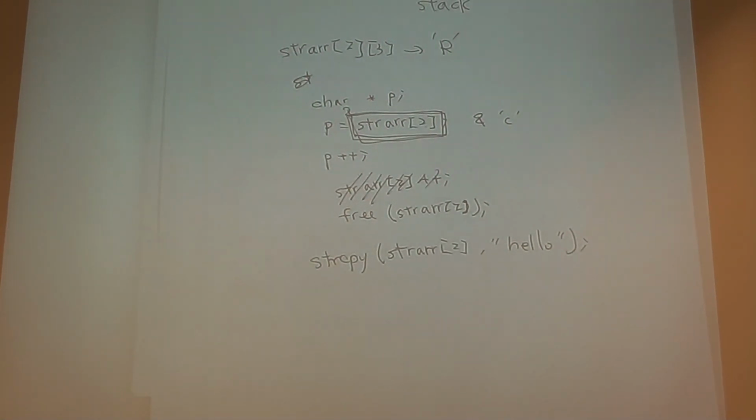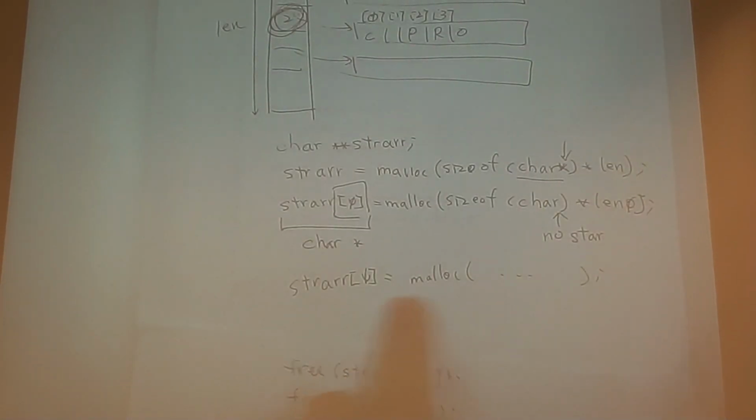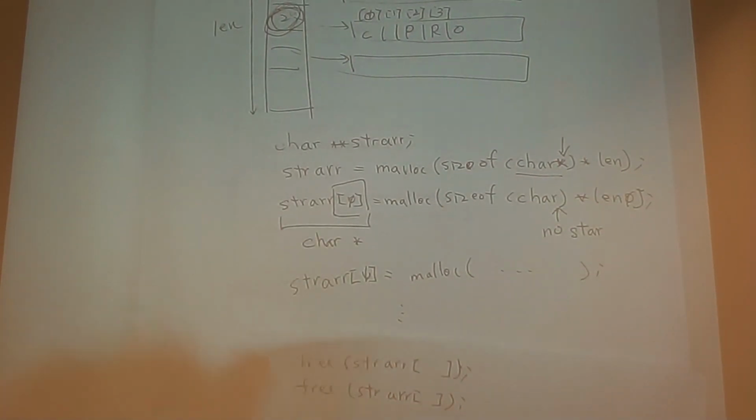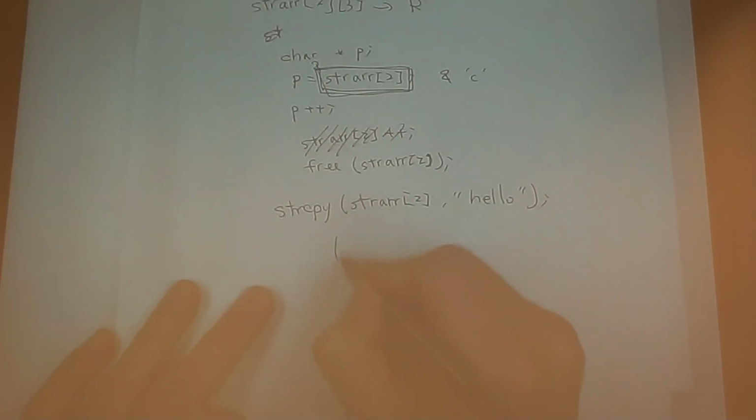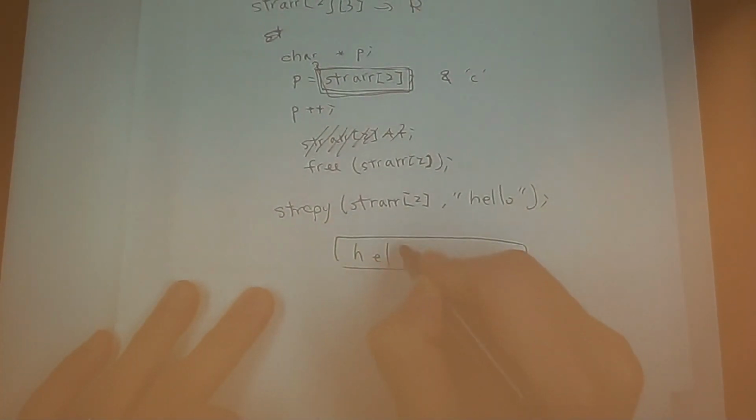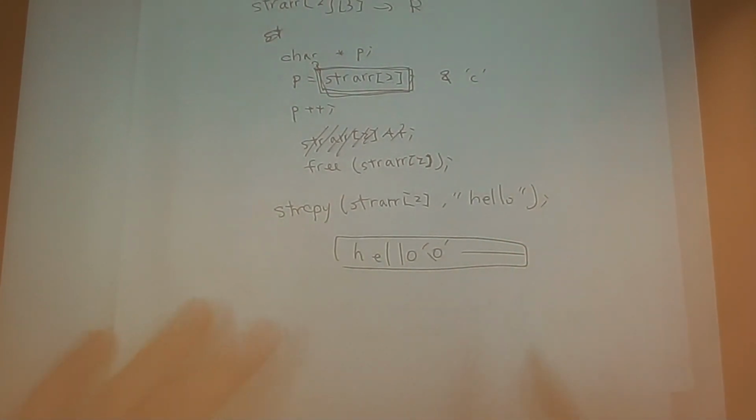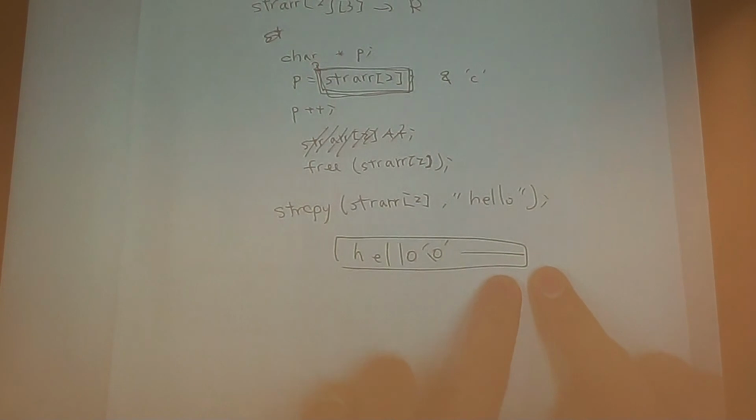If strarr 2 is something already, let's say longer than hello, then you'll be fine if you do this. If it's too short, remember we need to allocate. This will become hello, with a special character after it. Whatever's there, the memory is still there, you just don't care.